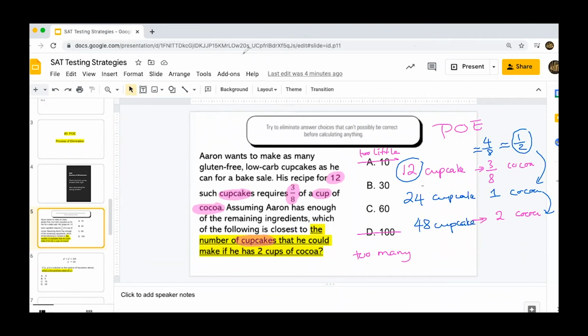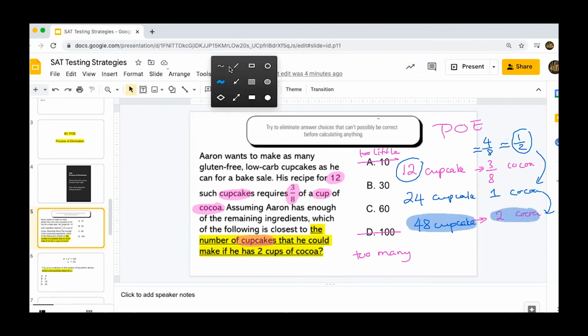So the question asks for the closest answer to this one. Which one is going to be the closest answer, 30 or 60? On a number line, obviously 60 is closer to 48. So we're going to go with 60 at this point. Okay, so that's the process of elimination, and it will surely help you find the answer or at least get closer to the answer.